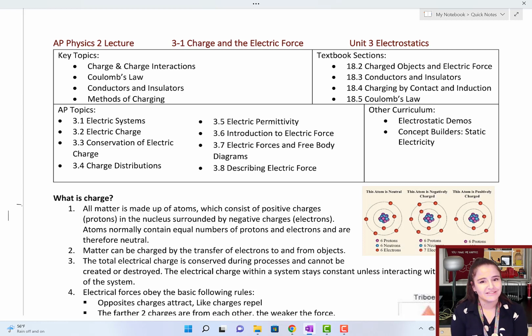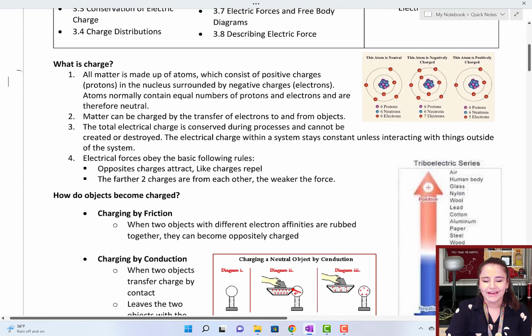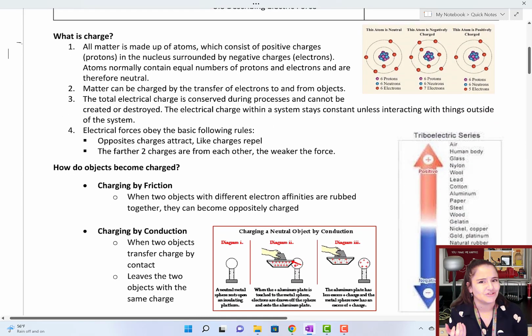This is our first lecture of the unit on electrostatics, where we're going to be covering a ton of AP topics that kind of all go together, so best to do them all in one. We're going to be talking about charges and how they interact, go through Coulomb's law, which is the quantitative way that we figure out the charge, and go through conductors and insulators and different methods of charging. Okay, so before we get into all of that, what even is charge?